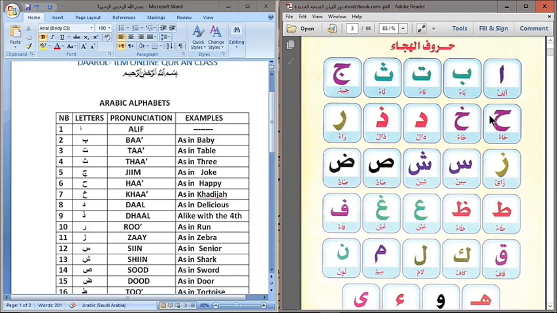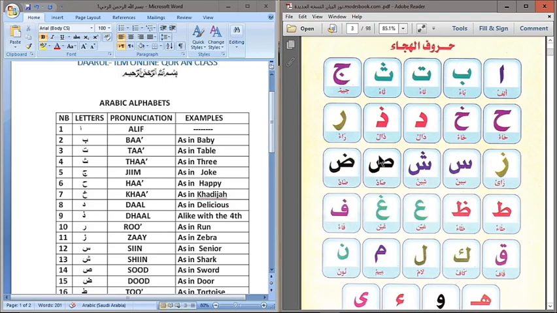And the fifth one, which is this, is pronounced jim. It's called jim, like the J sound, as in joke. And the sixth, which is this, is pronounced ha. We'll bring out air from our mouth, ha, as in happy. And the seventh, which is this, is pronounced kha, as if we want to bring out flame from our mouth, kha, as in Khadija. So the KH sound, kha.